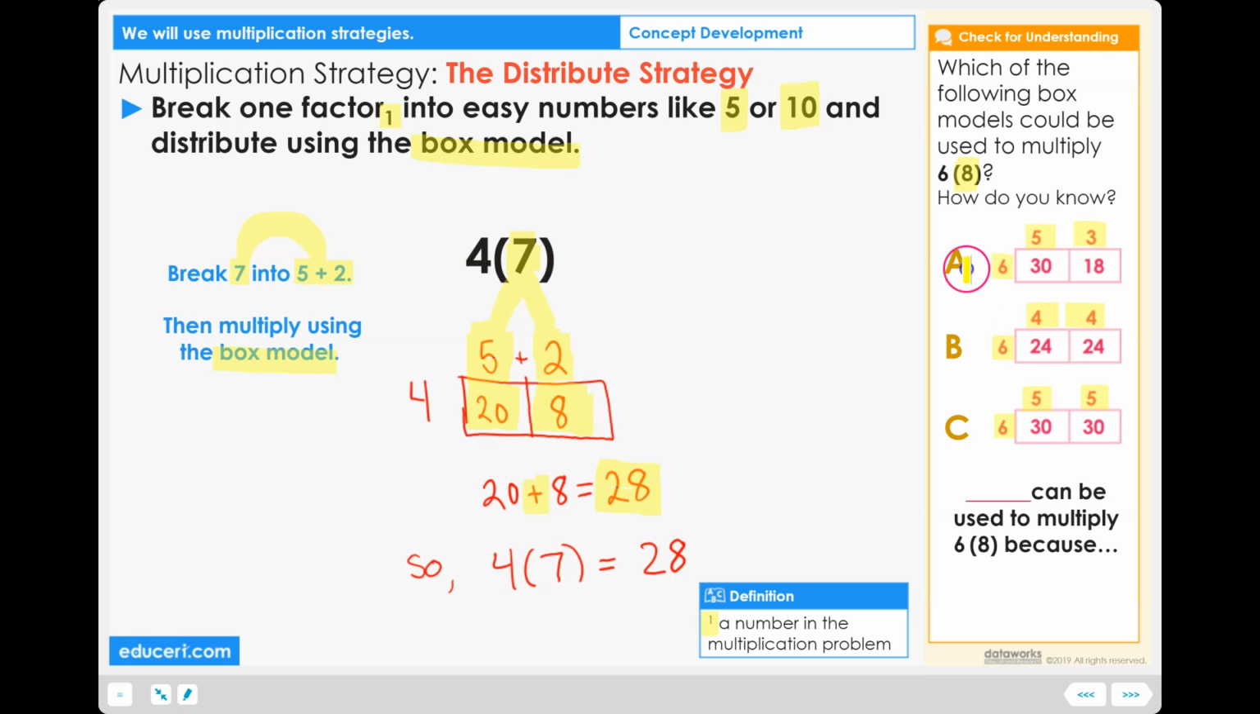Select all the answers that could be used for 6 times 8 and answer using the sentence frame below that says blank can be used to multiply 6 times 8 because, and complete your explanation. I'll give you a moment.